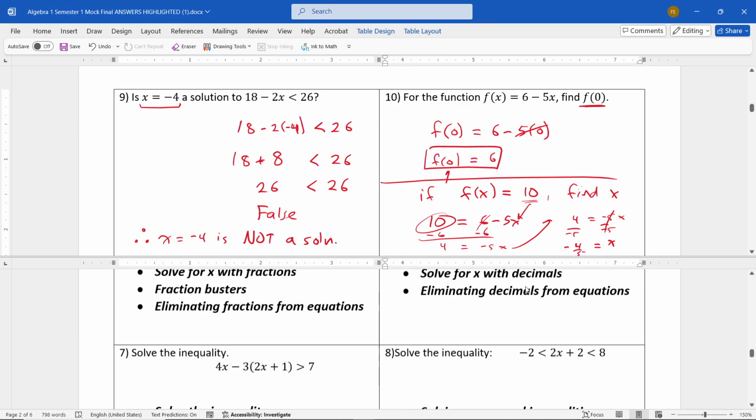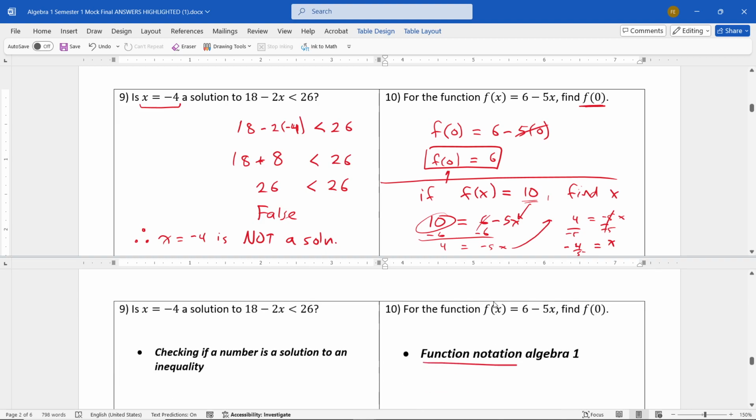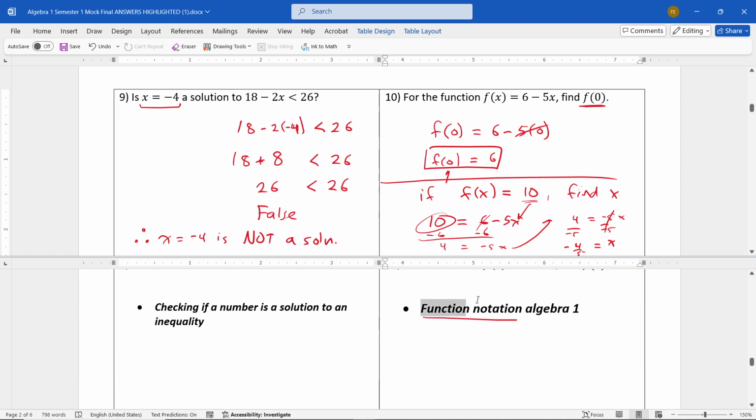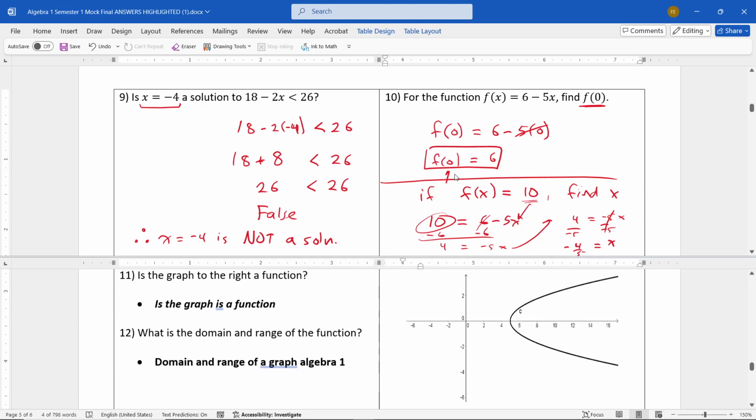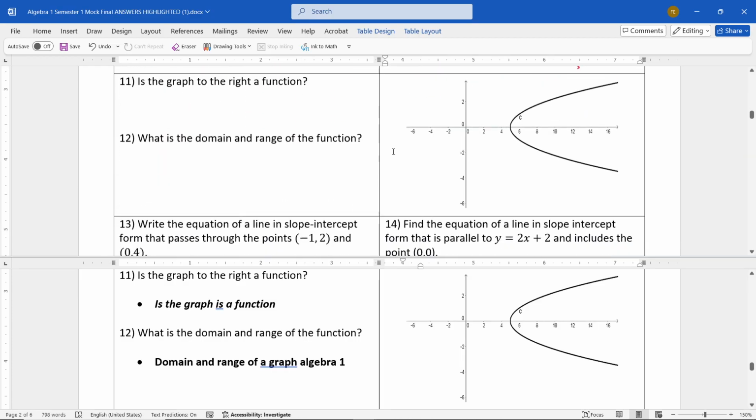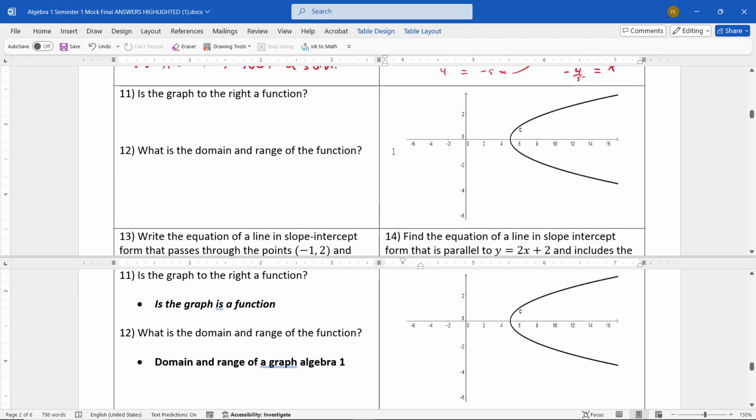So right here. So yeah, check out function notation on YouTube and find lots of practice problems until you're 100% confident in those questions. All right, number 11, is the graph at the right a function?